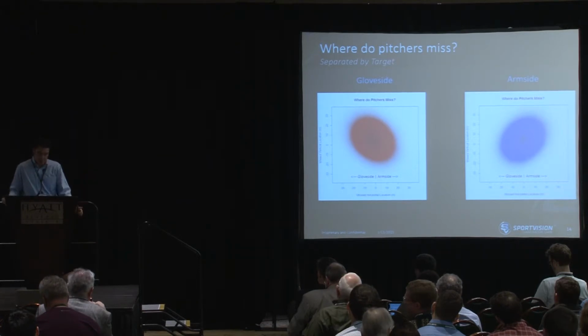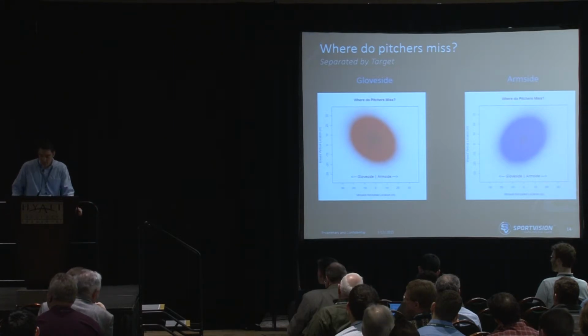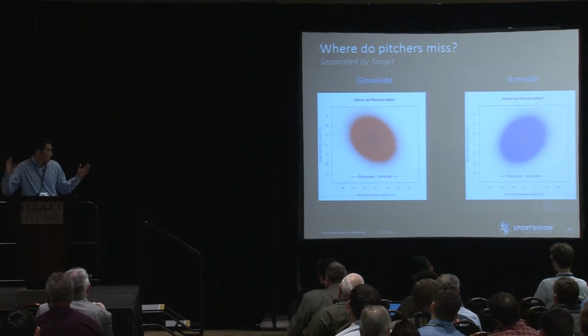This generally means that they're running it up and in on batters of the same handedness, which I think makes sense for the most part. But it's particularly interesting, like I said, you can see the two graphs, now you can see why the last graph was even. Depending on their location, the graphs change a little bit.